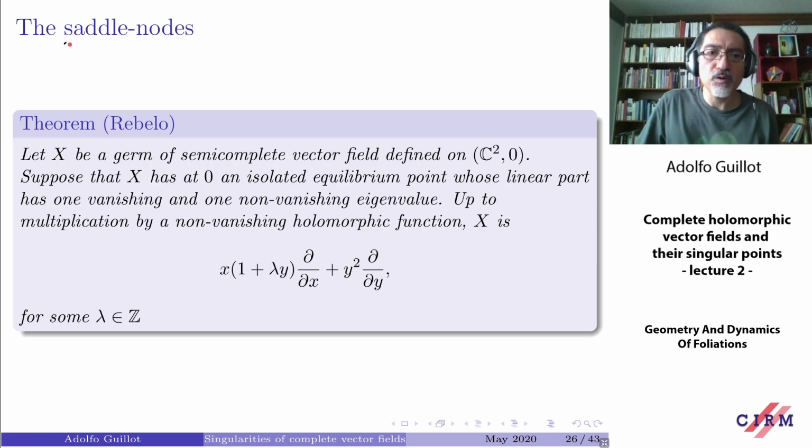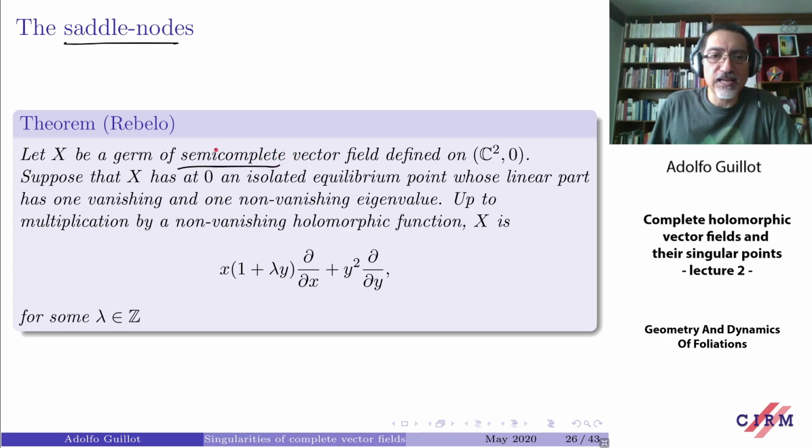So what we mean by saddle node for vector fields: we have vector fields as in the statement of the theorem. Imagine that you have, let us omit semi-complete for a while. It would be important, but let us omit it. By saying that you have a saddle node, I say that X has an equilibrium point at 0, whose linear part has one vanishing and one non-vanishing eigenvalue. This is what a saddle node is. And suppose that, furthermore, you have such a saddle node, and it is a semi-complete one.